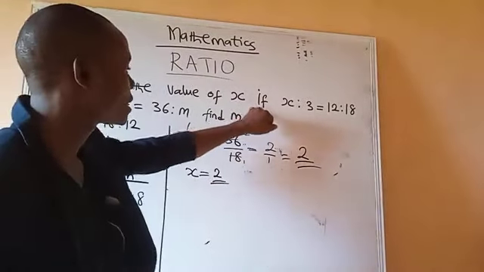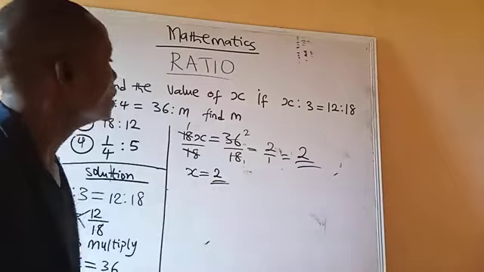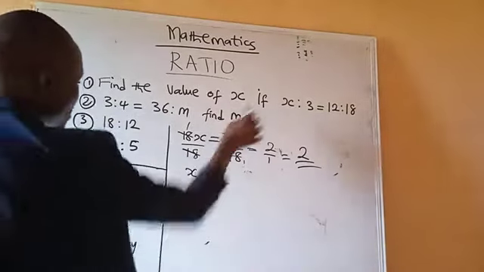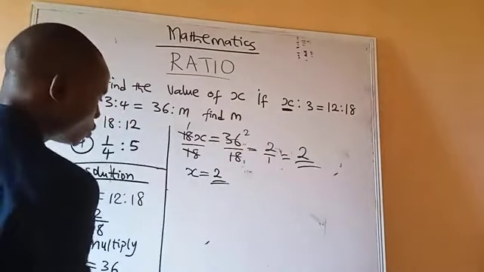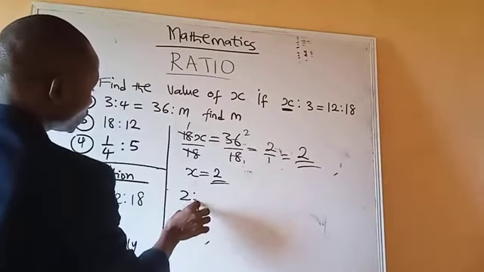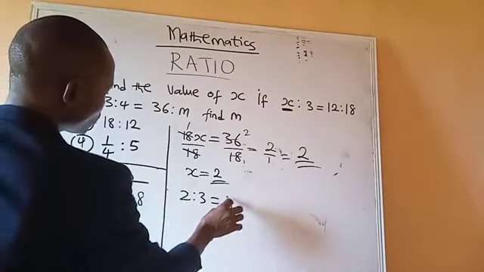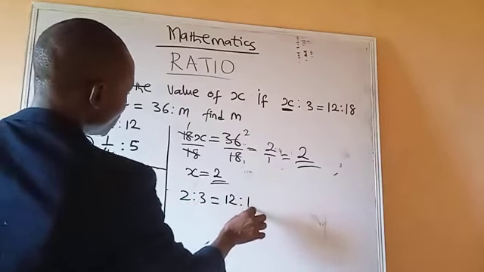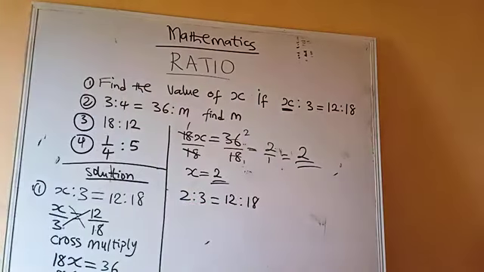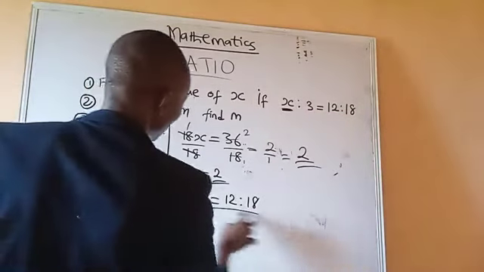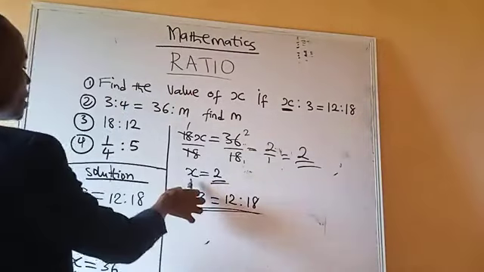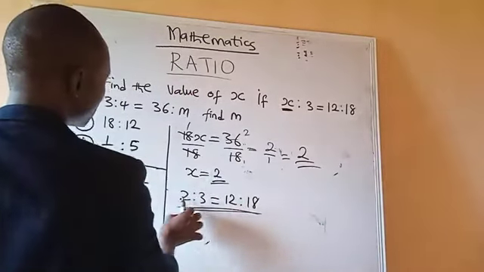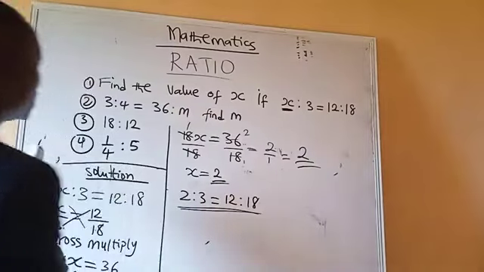Now they say we should find x. x now is equal to 2. Then what we will do is repeat this: anywhere we see x, we will represent it with 2. We now say 2 is to 3 equal to 12 is to 18. Do you understand? So this is our answer. The value of x is what? 2. Then you represent that x, where they put x, with 2.